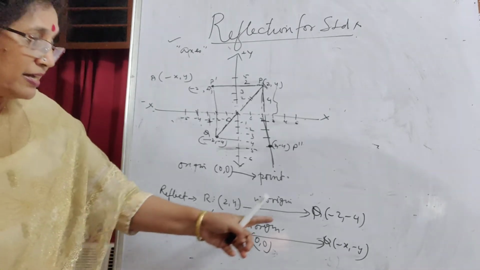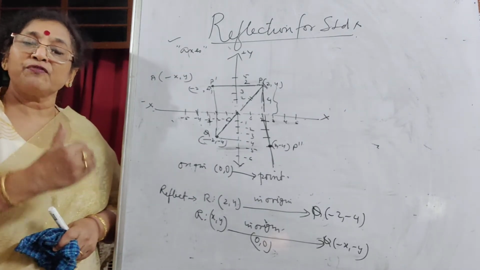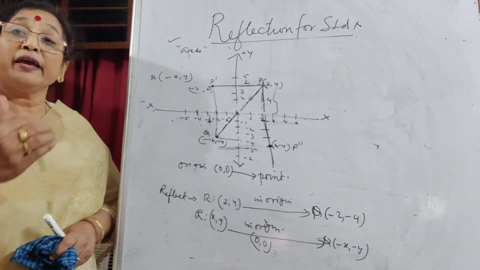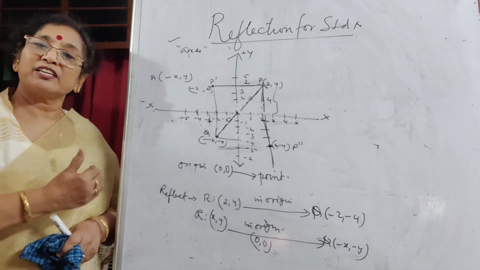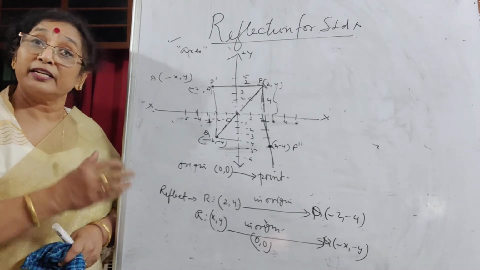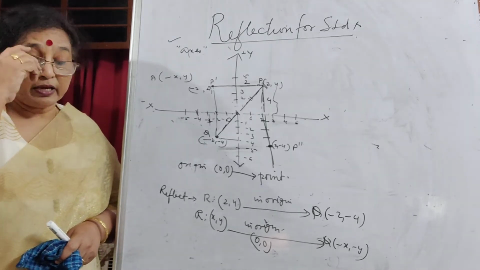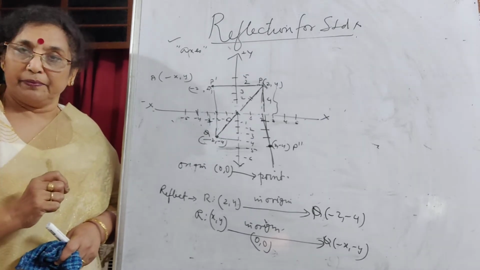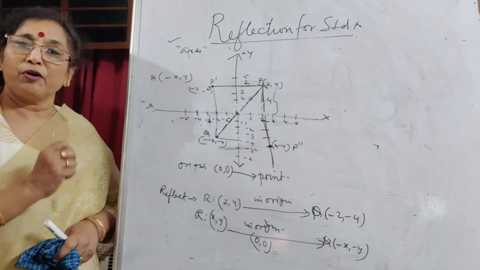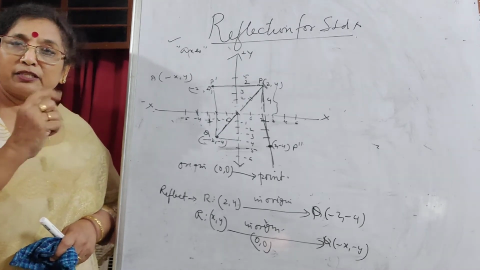So here, you finish 3 formulas. Just going through: reflection of any point (x, y) in the x-axis is (x, -y). Reflection of any point (a, b), let us not only say x, y, suppose (a, b), in the y-axis will always be (-a, b). And reflection of any point (x, y) in origin is (-x, -y).